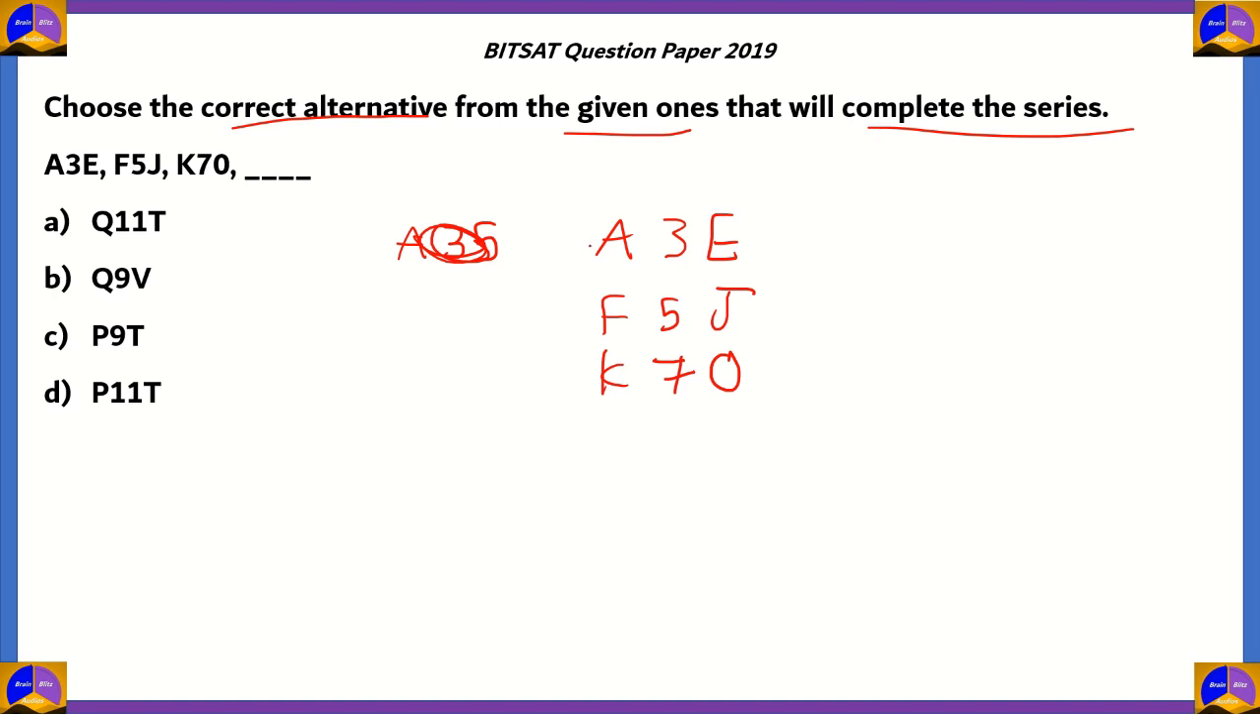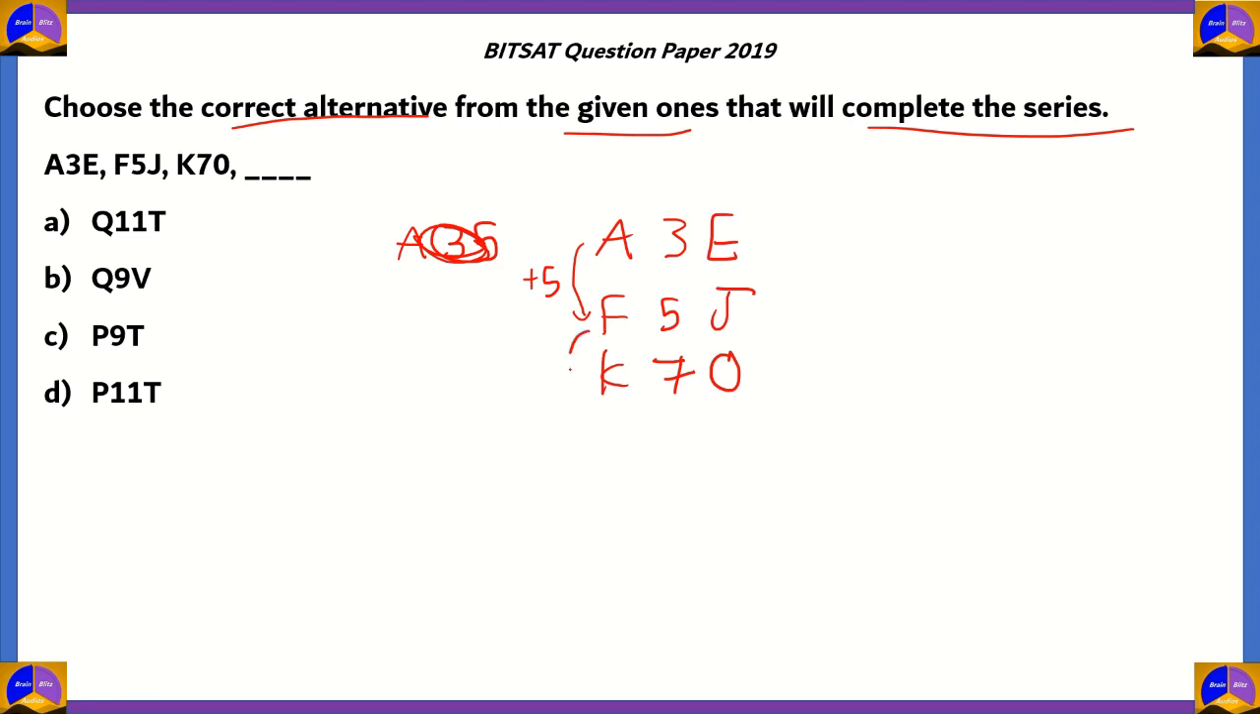Now, when you look at A and F, F comes 5 places after A. So after A, the 5th letter will be F: B, C, D, E, and F. So F is the 5th letter from A.